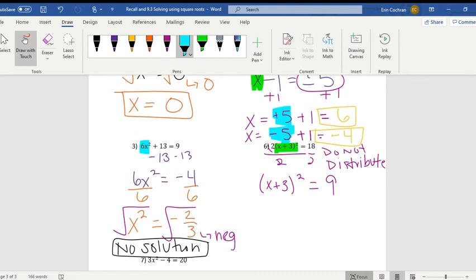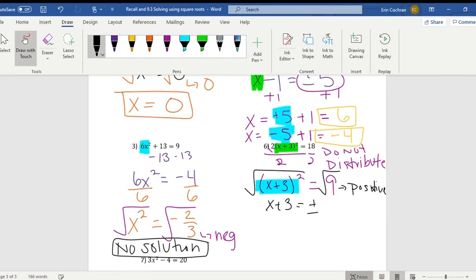Now, if you look, my quantity is isolated. So how would I get rid of a square? I'd take the square root of both sides. And the square root of the quantity x plus 3 squared is just x plus 3. 9 is positive, so we're going to have 2 answers. So we're going to have a positive and a negative, and the square root of 9 is 3.